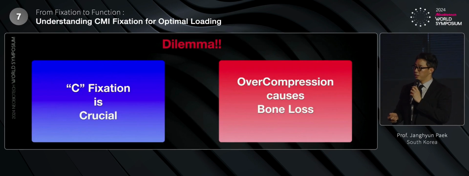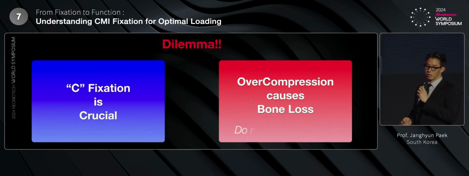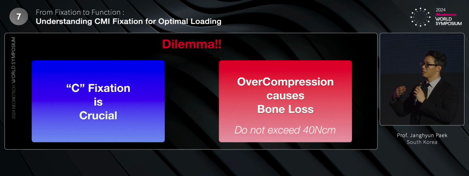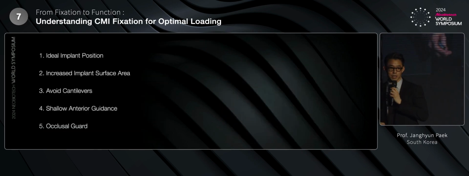Because CMI fixation is very crucial, but we are in a dilemma: to achieve strong fixation, we may overcompress the bone, and that's going to cause bone loss. So make sure not to exceed 40 Newton centimeters.